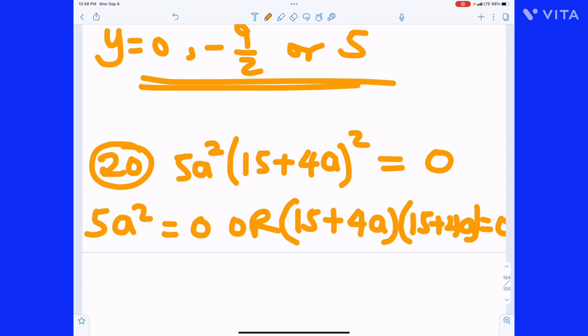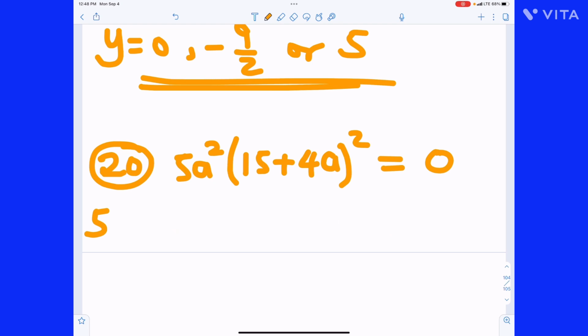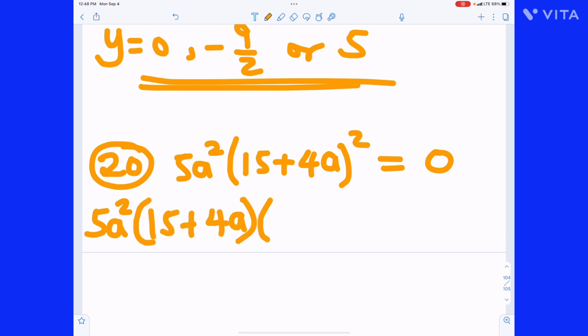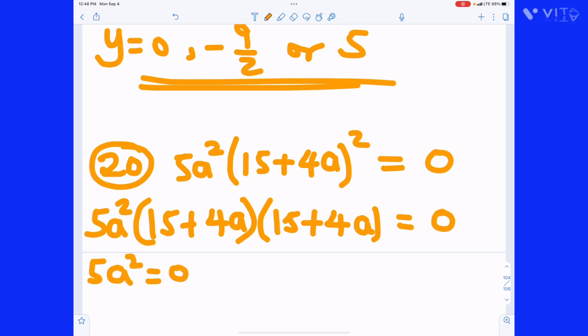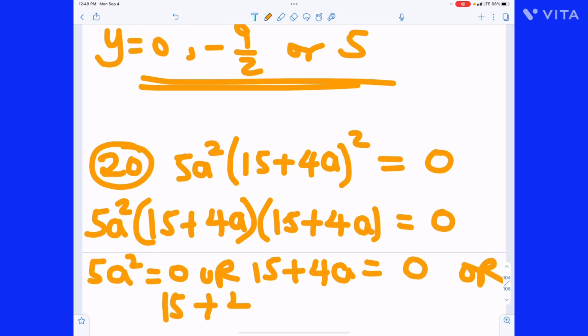That's not clear enough. Let's just rewrite and spread out the square. This gives you 5a squared is 0. Or let's write it first as 5a squared times 15 plus 4a times 15 plus 4a is 0. So 5a squared is 0, or 15 plus 4a is 0.